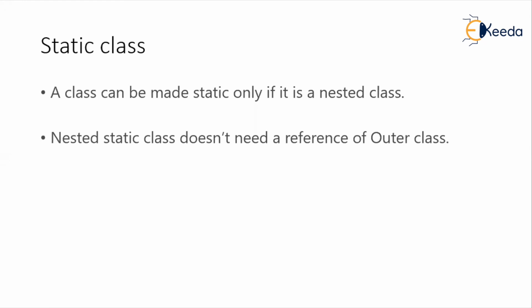Now the next part is static class. Static class means a class declared as static. Whatever classes we have created, remember that these outer classes cannot be declared as static classes. Whenever you have an inner class or nested class, then that inner class or nested class can be specified as a static class. So only inner classes can be static classes. Outer classes will never be static classes.